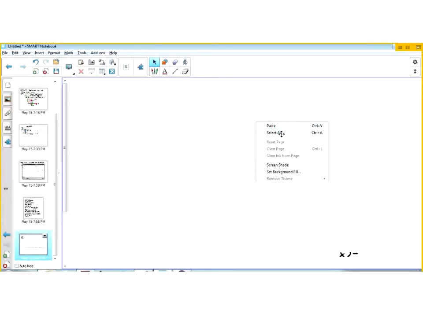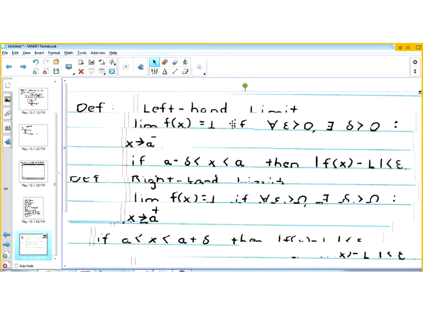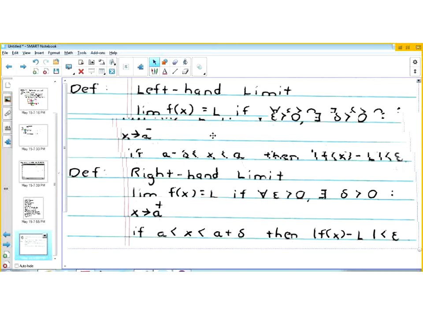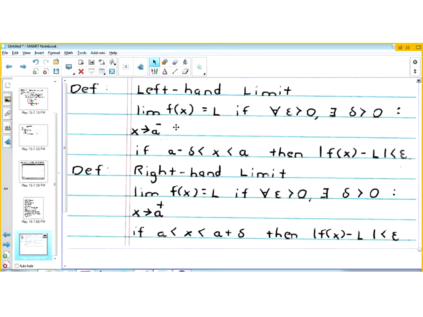So the formal definitions for left and right-hand limits. Our definition for the left-hand limit: the limit as x approaches a from the left of f of x is equal to L if, for any choice of epsilon positive, there exists a delta greater than 0 such that if x is between a minus delta and a, then the function's distance from L will be less than epsilon. And I believe I may have an example.